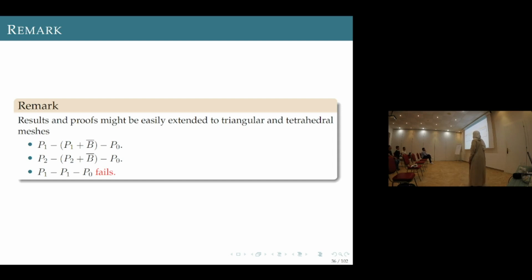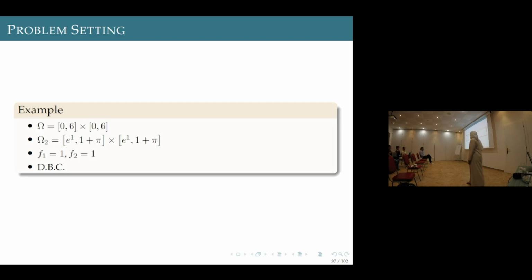So P1 plus some bubble that is different than our bubble, and P0, and P2 plus a bubble, P0. Here we're adding a bubble because P2 in a triangle doesn't have the bubble part in the middle. So we have to have that for the proof. And the last one fails to satisfy some necessary condition for the inf-sup. The number of degrees of freedom for P1 can be less than P0, so therefore this element is not working.